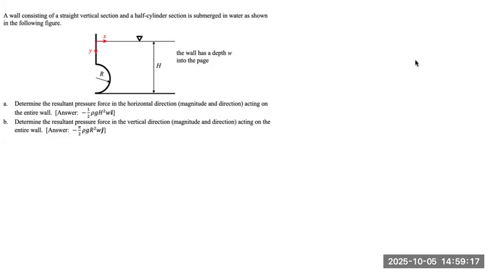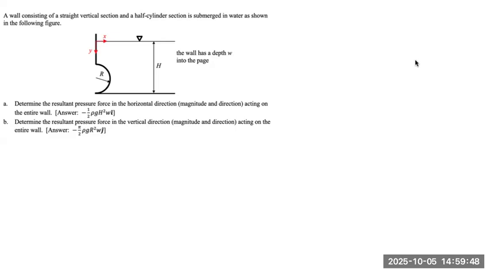Today we're going to work through this problem of fluid mechanics. First, let's read through the problem. A wall consisting of a straight vertical section and a half cylinder section is submerged in water as shown in the following figure. The wall has a depth W into the page. A. Determine the resultant pressure force in the horizontal direction, both the magnitude and direction, acting on the entire wall. B. Determine the resultant pressure force in the vertical direction, acting on the entire wall.